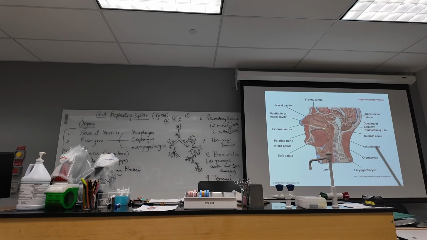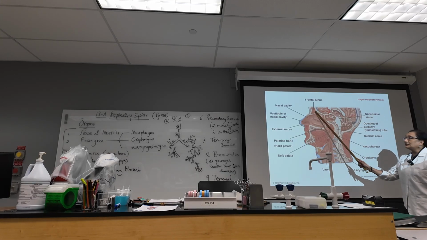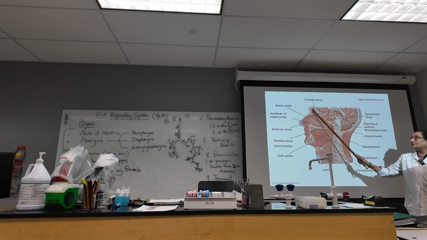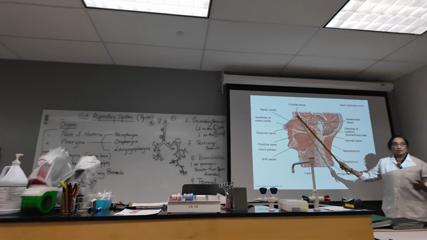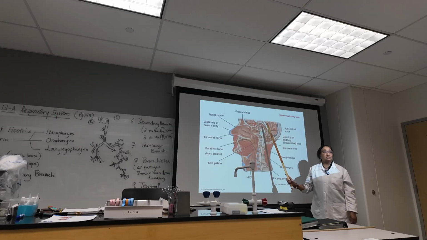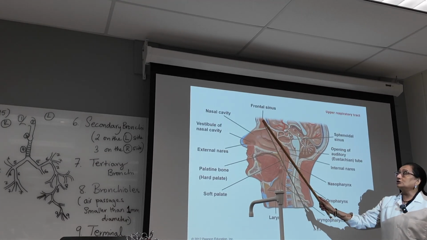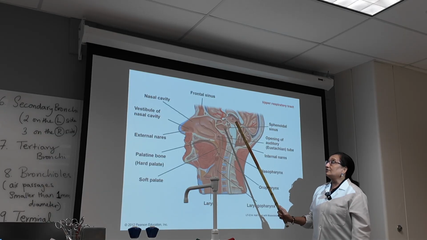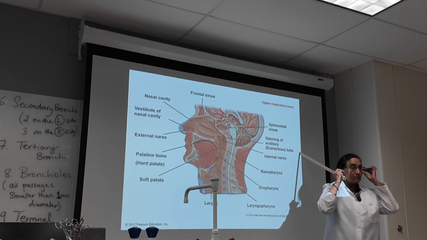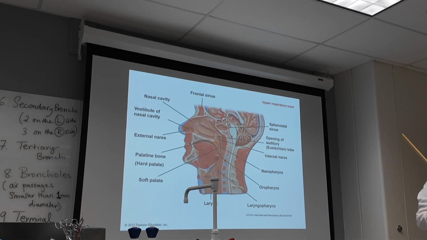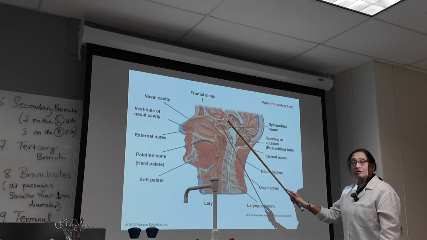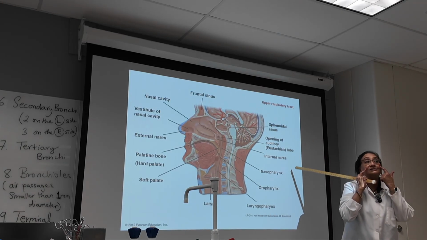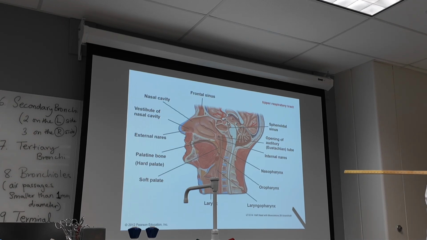Now, sinuses. You have learnt about sinuses in Bio 141. Sinuses are found in the skull bones. Frontal sinus is one of them, which is in the frontal bone. And then you have the sphenoid sinus, which is in the sphenoidal bone. And then you have the ethmoid sinus in the ethmoid bone, you can't see it. And then the maxillary sinus in the maxilla.